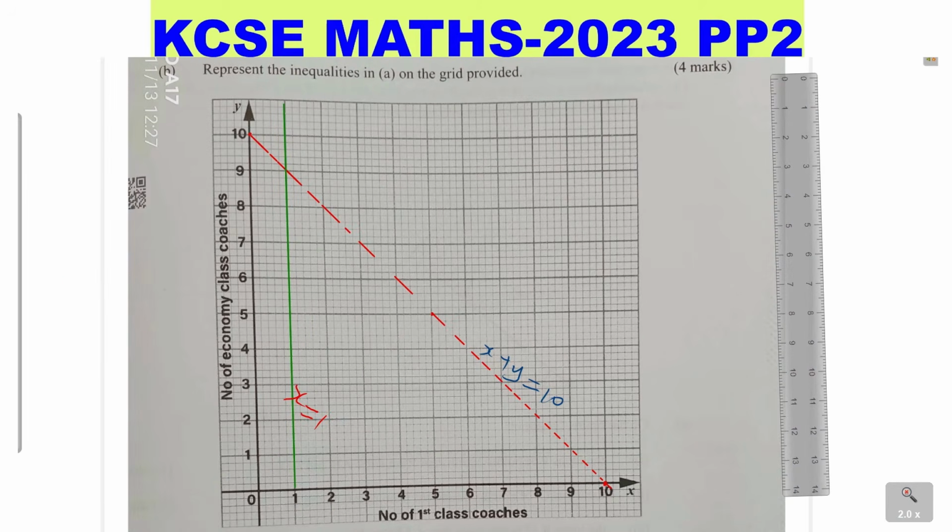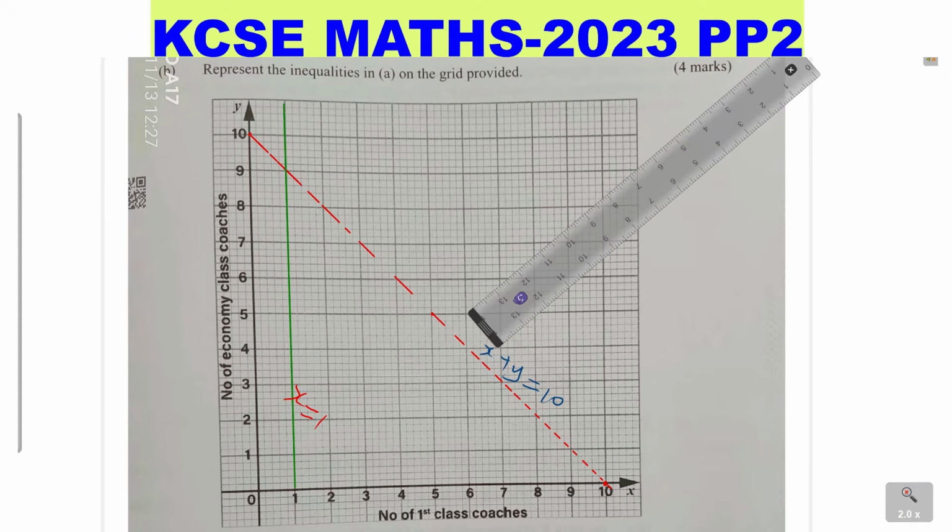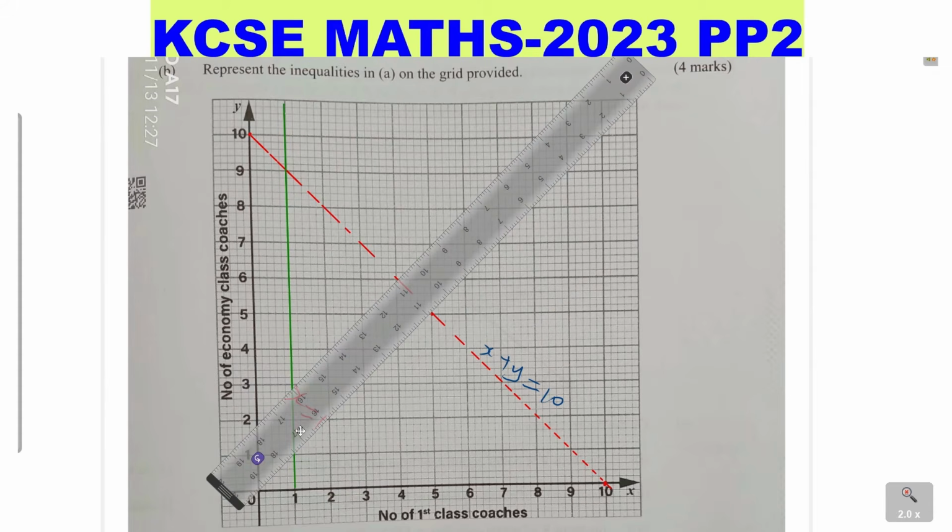So y is equal to x is the line that passes through the center of the axis, exactly between the x and the y axis. That is the line y equals x. We show you. So y equals x is this line seen exactly between the x and the y axis. Exactly between.